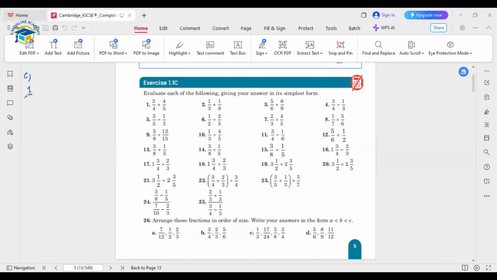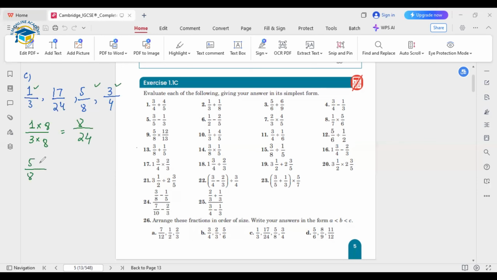We have 1 by 3, 17 by 24, 5 by 8, and 3 by 4. So as we need to make the denominator 24 with these fractions, let's make them. First is 1 by 3. So we need to multiply here by 8 in the numerator and denominator as well. 8 times 1 is 8 and 3 times 8 is 24.